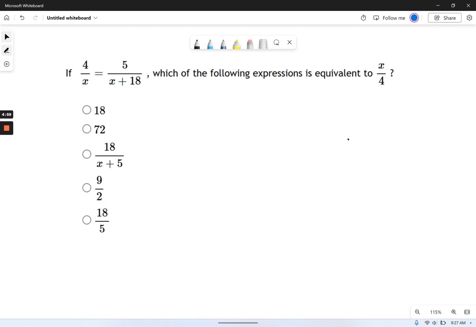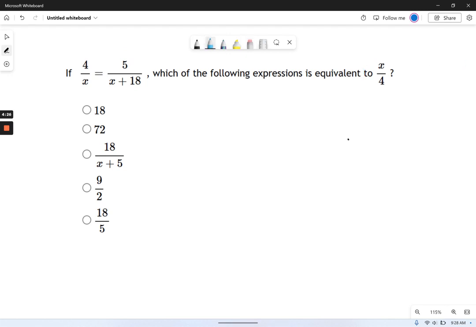When I see this problem, my first reaction is to say, okay, I'm told that 4 over x equals this thing, and I want x over 4. Well, can't I just flip over this fraction and say, great, x over 4 equals x plus 18 over 5? Well, sure, that's completely true, but it's not one of the choices.